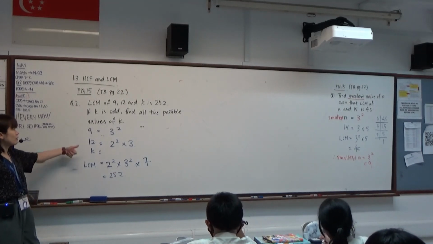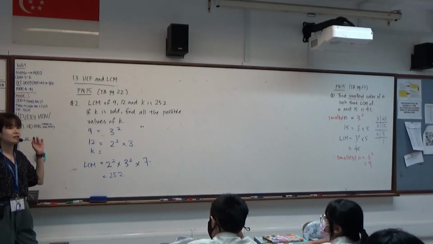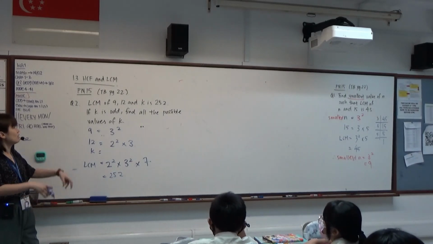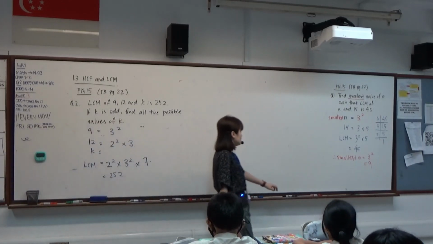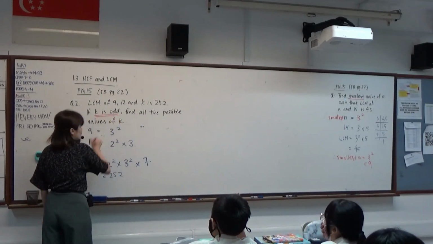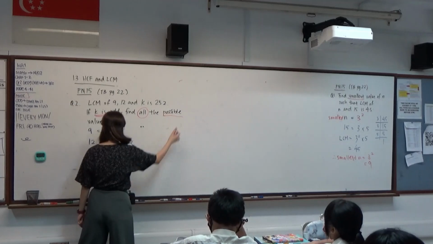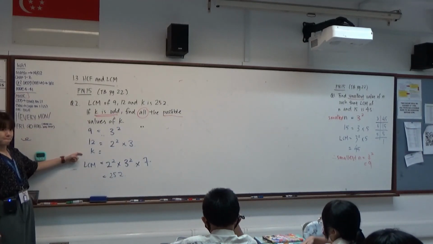Okay, so now we want to find K. The question never even says if we want to find the smallest possible or the largest possible. We only just want to find the possible values. And then also, K is actually odd. So we need to take note of this, and also we want to find all the possible values. Alright, so now we work backwards.